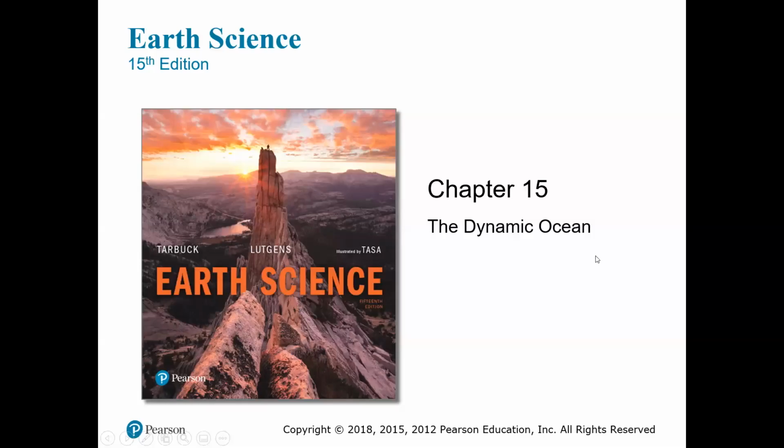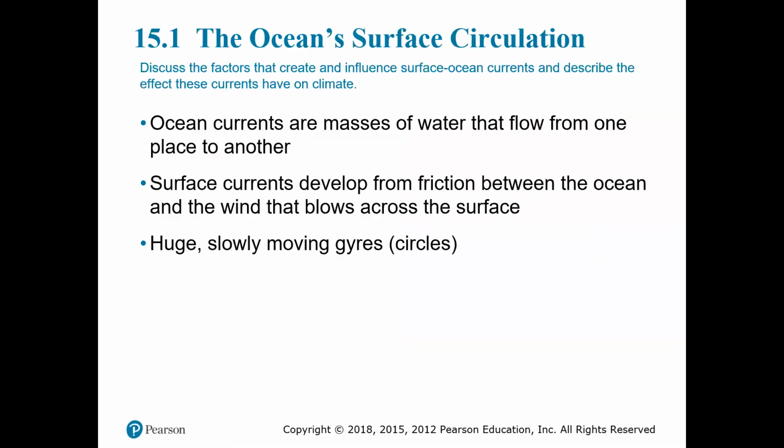In Chapter 15, we conclude our study of the ocean, looking at waves and wave action and tides, as well as currents. So when we look at the circulation and the movement of water across the ocean surface, we're going to define what some of these are. So currents are masses of water that flow from one place to another, and we can track the movements of these.